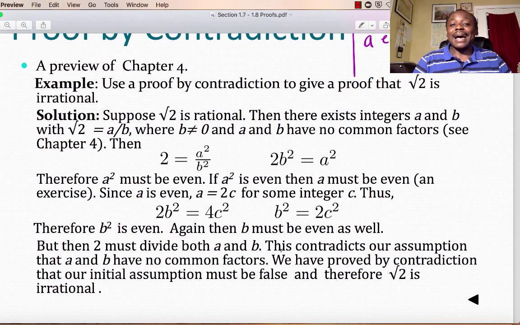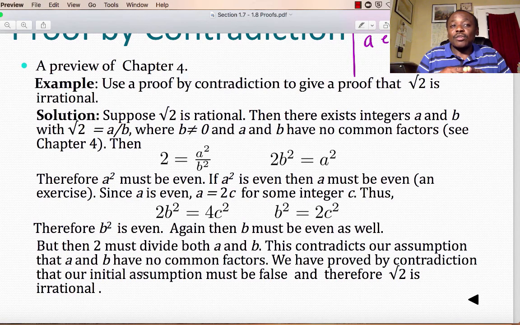This contradiction arises because of our assumption that the square root of 2 was a rational number. Therefore, we can conclude that root 2 is irrational, and that ends our proof. This is actually a very standard problem in math. You would probably see it again in abstract algebra and in some other places.